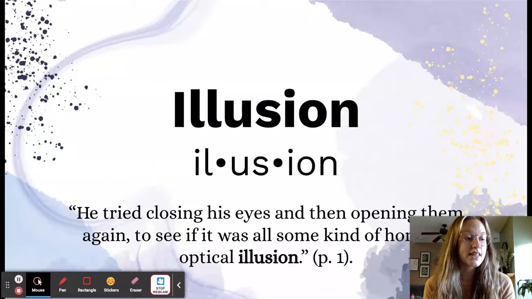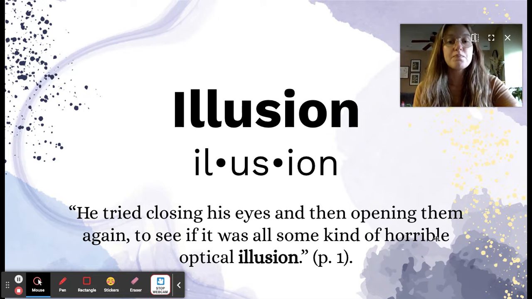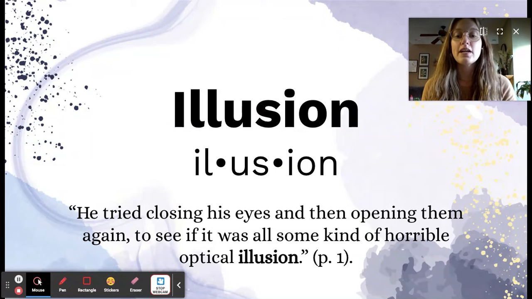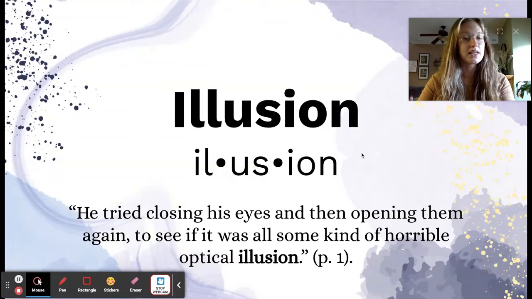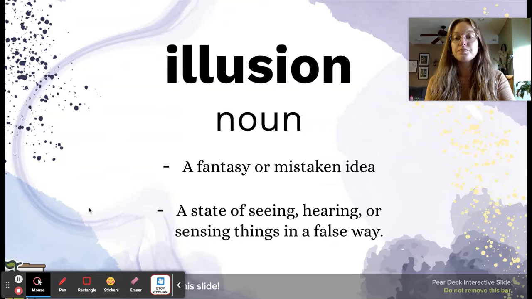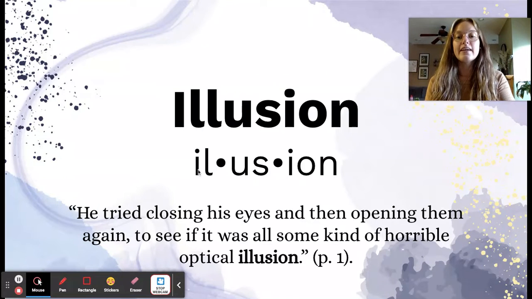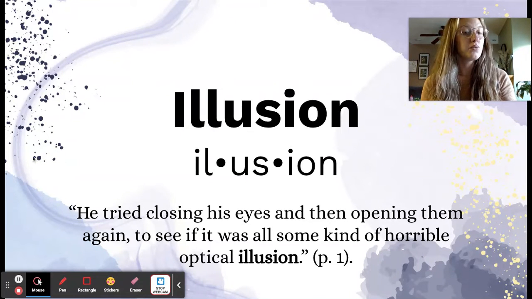So here's our first word. The story told us that he tried closing his eyes and then opening them again to see if it was all some kind of horrible optical illusion. Okay, let's say this word together, reading it in parts. Illusion. Illusion. The students would follow along. What's the word? Illusion.